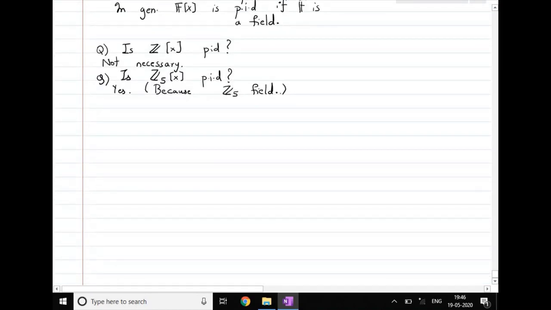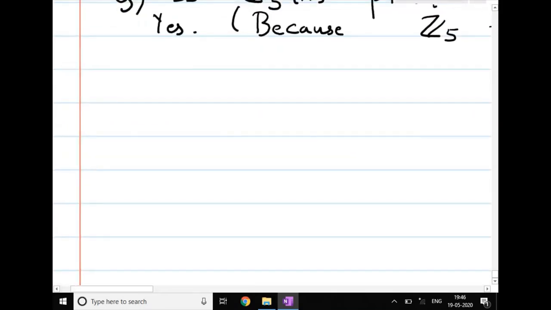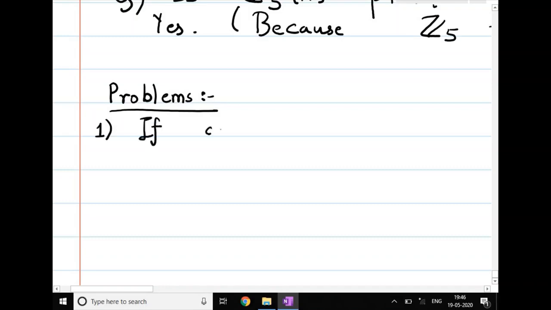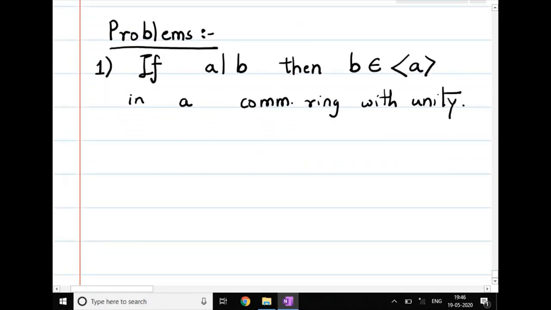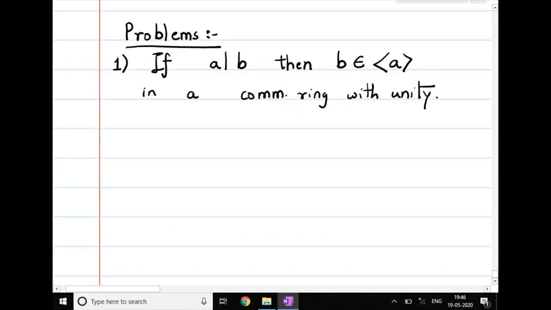Now let me go to some small problems. Very easy problems, but they are very important problems. Let me number them from 1 to 4. Problem 1: if a divides b, then b must be an element of the ideal generated by a, in a commutative ring with unity. Let me take a good ring; if everything is good in this ring, you can use commutativity, you can use unity if you want. Let that ring be R.